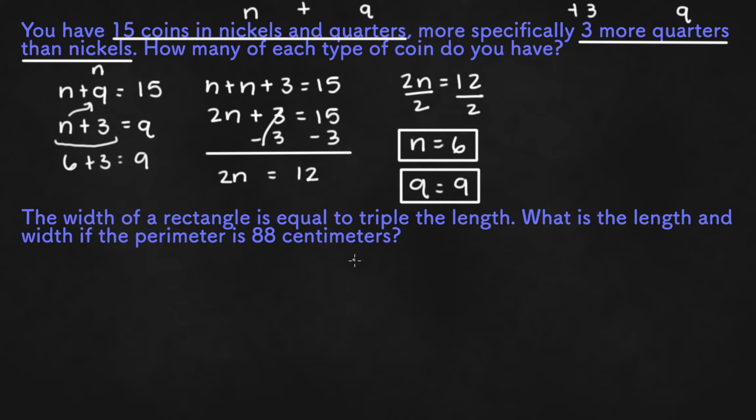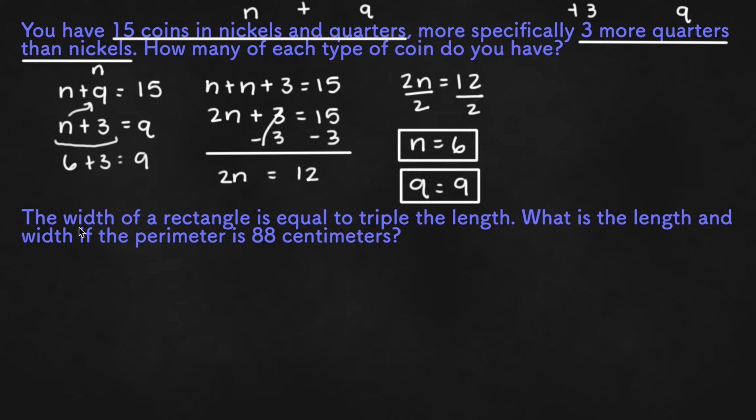Now this next word problem requires a little bit of previous knowledge. It says, the width of a rectangle is equal to triple the length. What is the length and width if the perimeter is 88 centimeters?